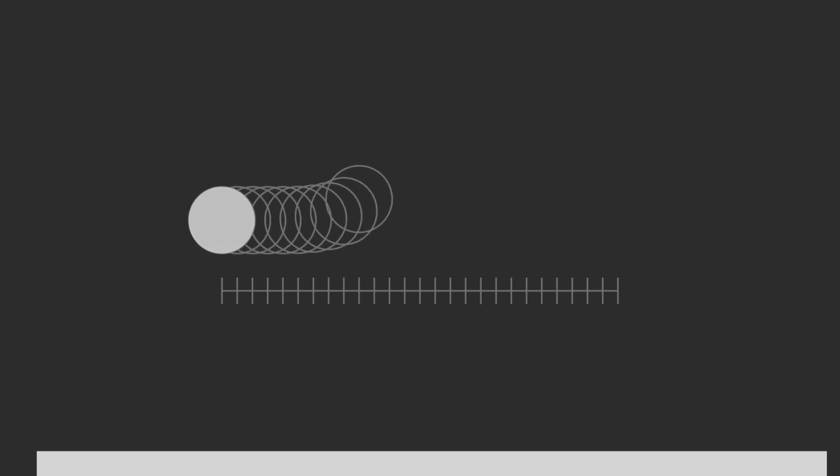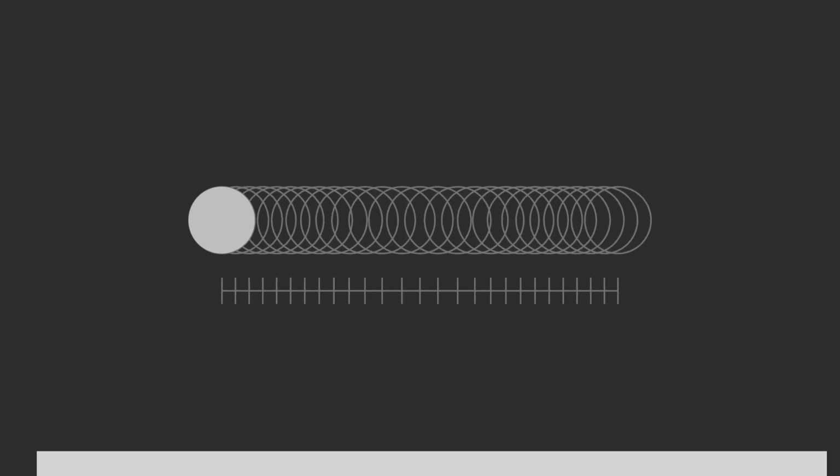Spacing refers to how your subject is placed in those individual frames. If the circles are placed close together, it means this object is moving slower. If the circles are placed farther apart, then it's moving faster.